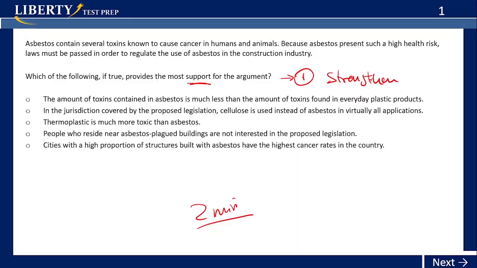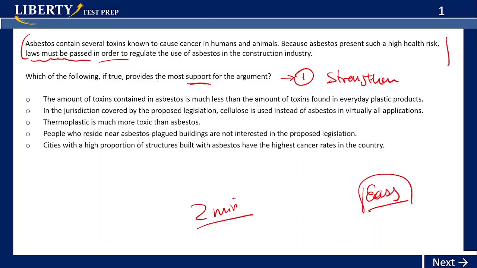The main conclusion should be easy for you to get. It is laws must be passed in order to do what? To regulate. This one is a very straightforward argument. This one is an easy question. Okay, how do you know this is an easy question? Because there's very little text. I mean, the story is very short, and basically you only get 2 sentences, and it's very direct. The conclusion is very obvious. Laws must be passed. Why? To regulate asbestos. Why? Because asbestos contains several toxins. Okay, very easy, very simple, very reduced type of argument.